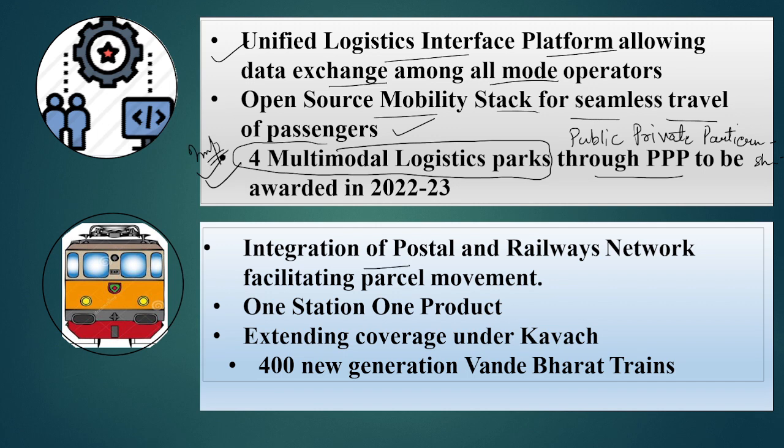Next point is integration of postal and railway networks facilitating parcel movement. One station, one product would be launched. Extending coverage under Kavach would be launched, and there would be 400 new generation Vande Bharat trains. Again, very important for your examination.